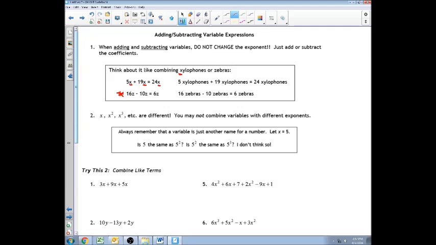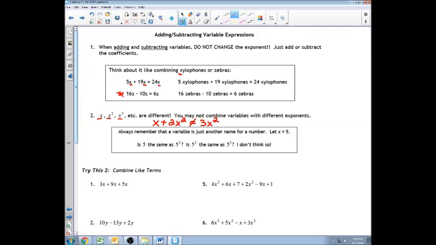Okay? Part 2, we're going to talk about the difference of our exponents. X squared, and x to the third. So x squared, and x to the third, they do not mean the same thing. You cannot combine those variables with different exponents. So if we have a problem, something like x plus 2x squared, that does not equal 3x squared.